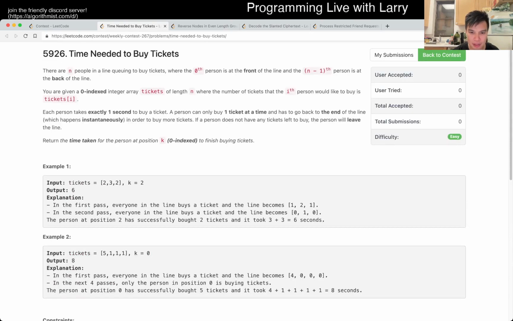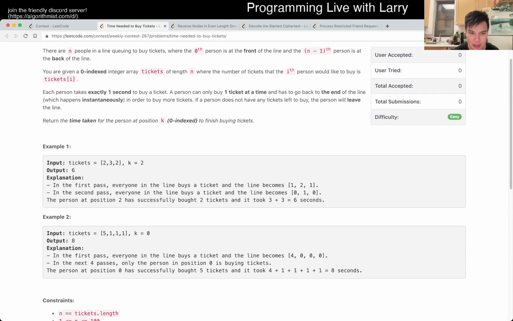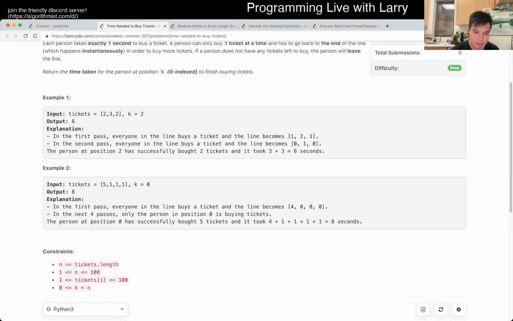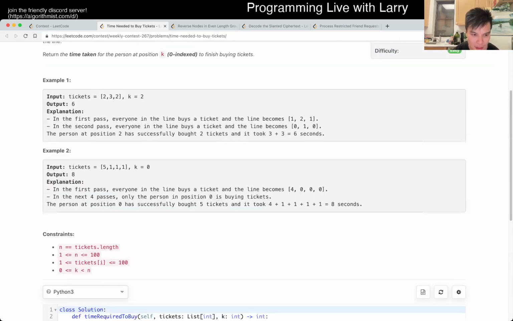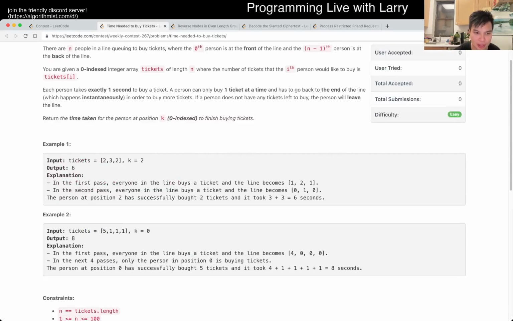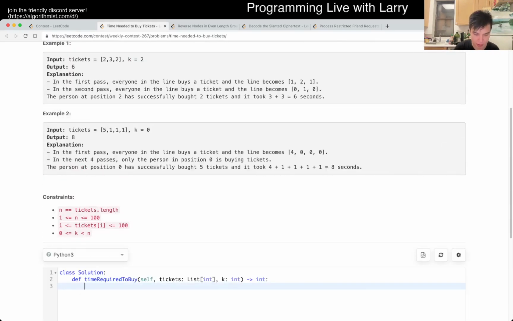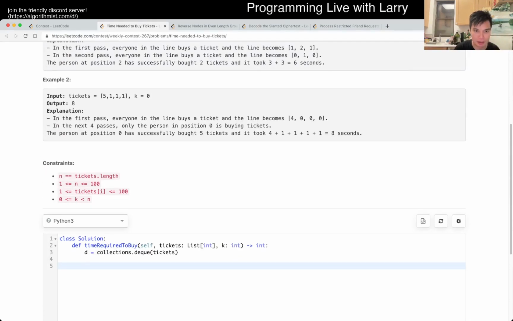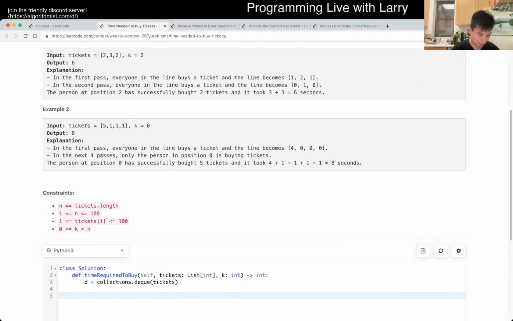So after one, why does it take 6 and not 7? I think simulation is good enough. So let's do simulation. I think I'm trying to be too smart. I think I was trying to step up a little bit, but yeah.